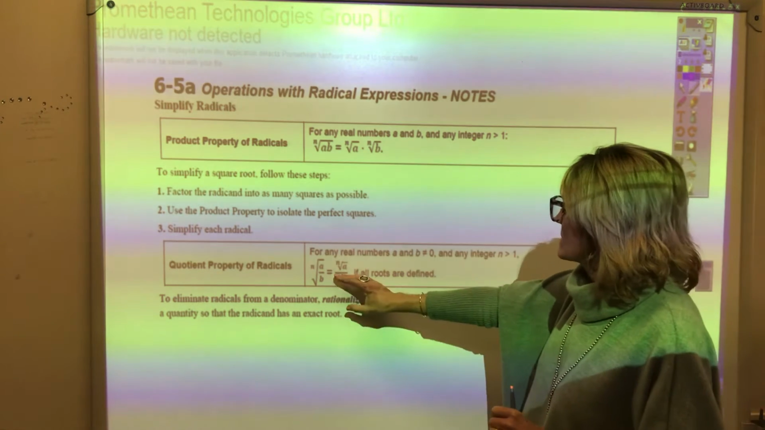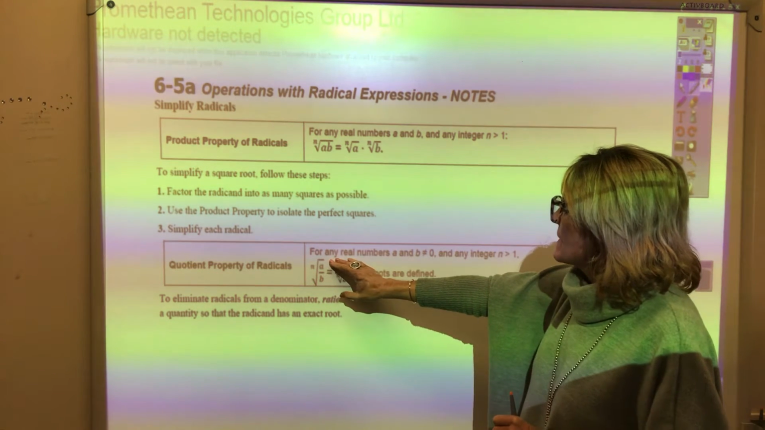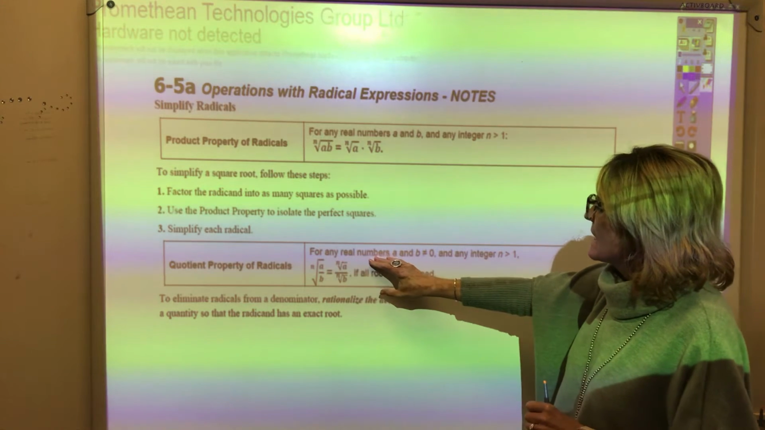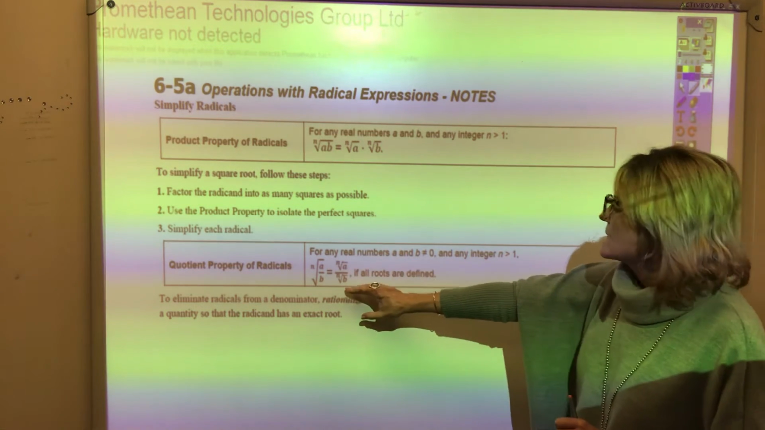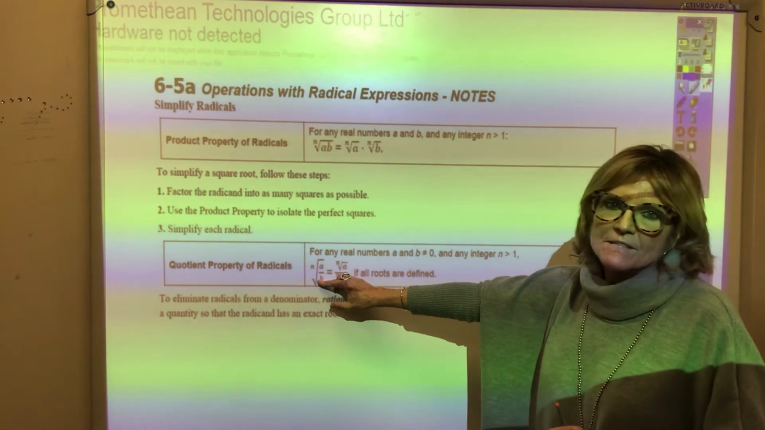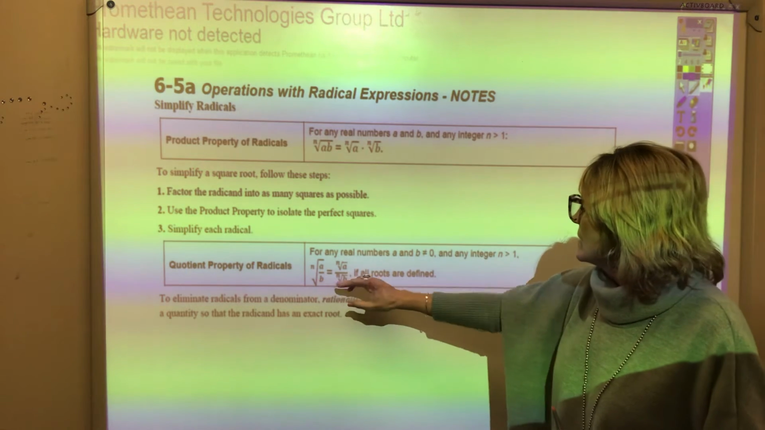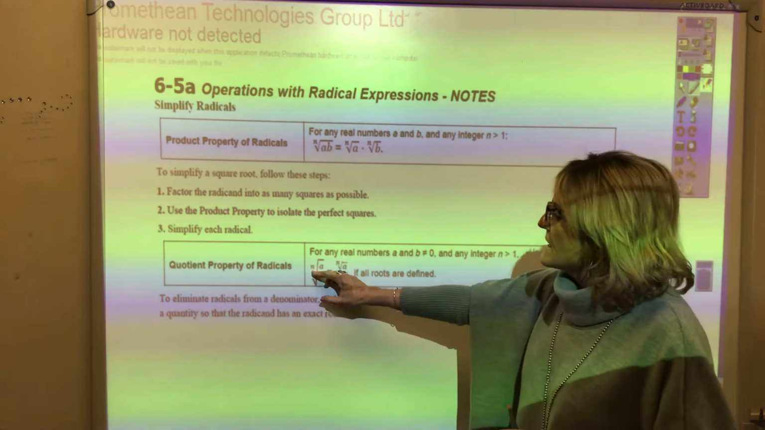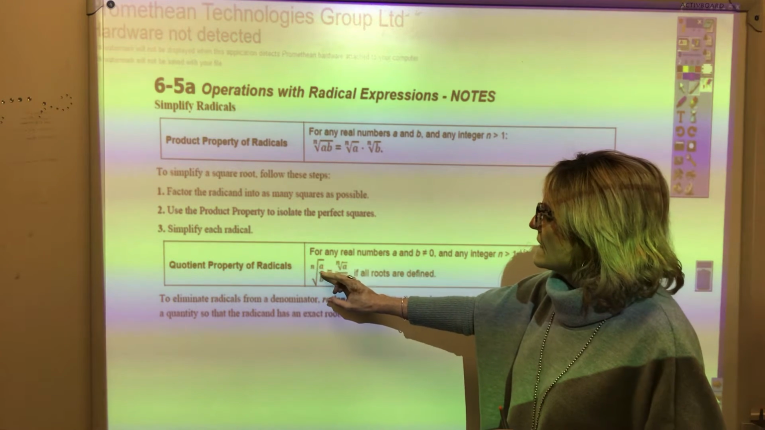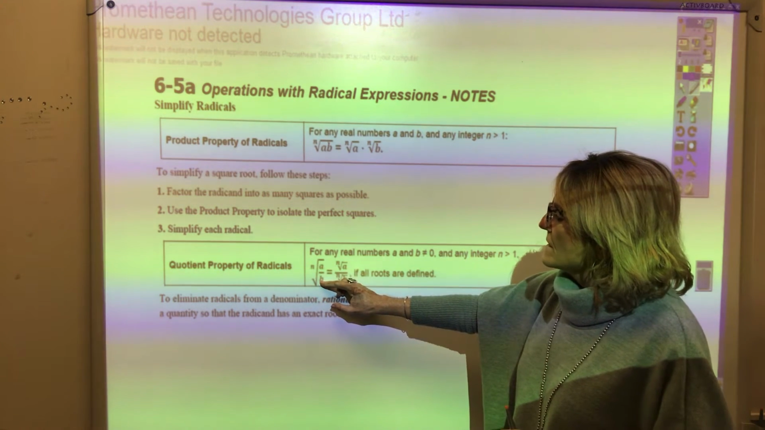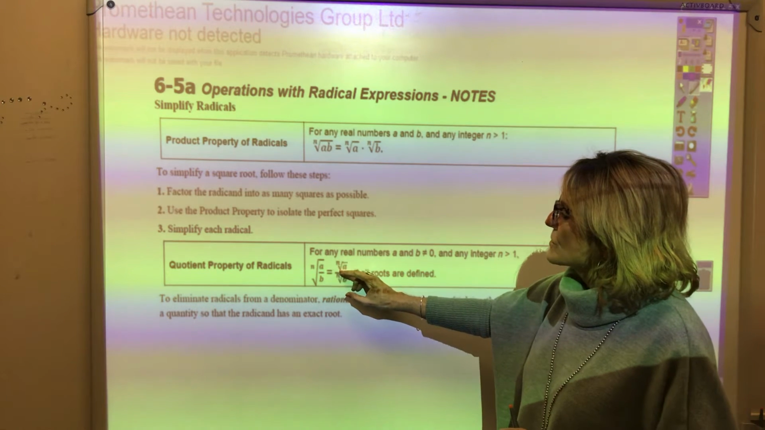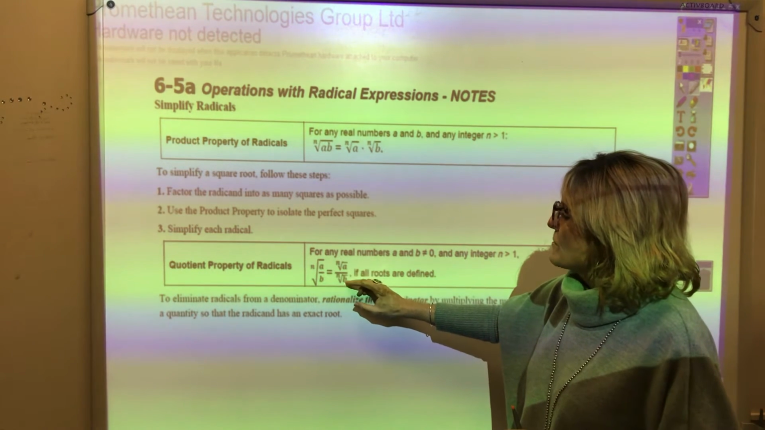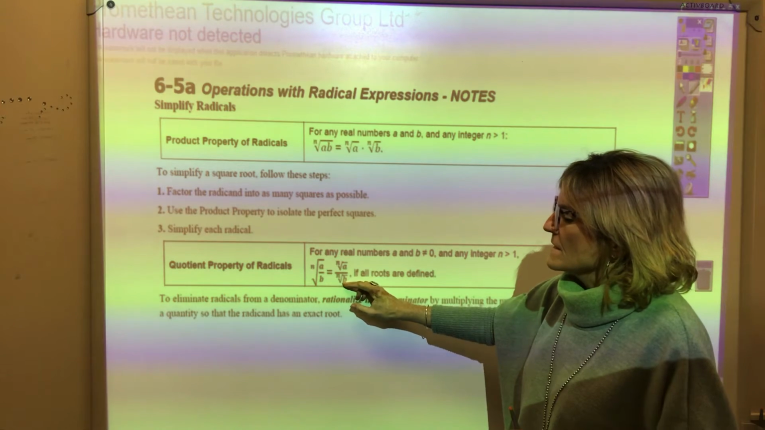So this says basically the same thing: for any real numbers a and b not equal to 0, because you can't have a 0 in the denominator, and any integer n greater than 1, the nth root of a divided by b is equivalent to the nth root of a divided by the nth root of b.